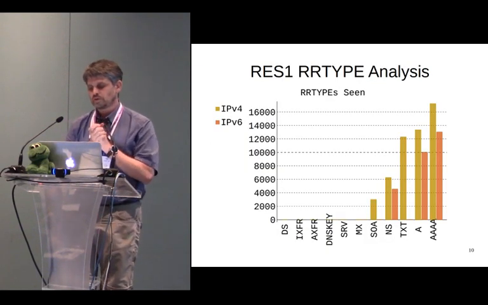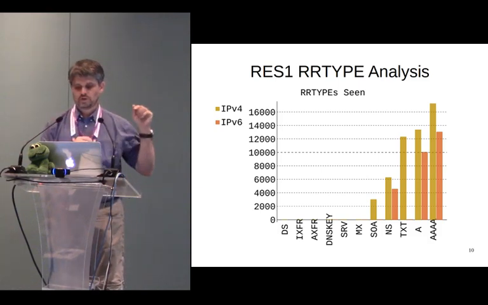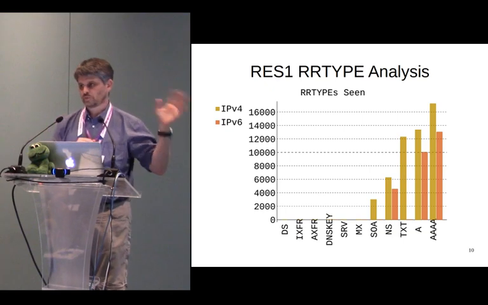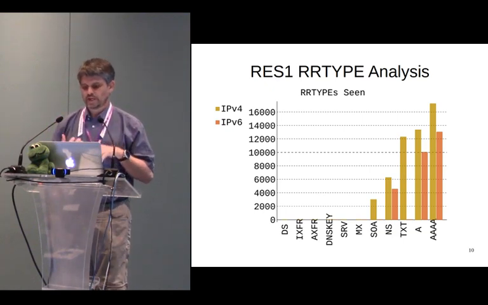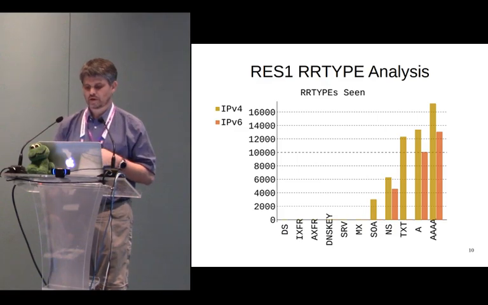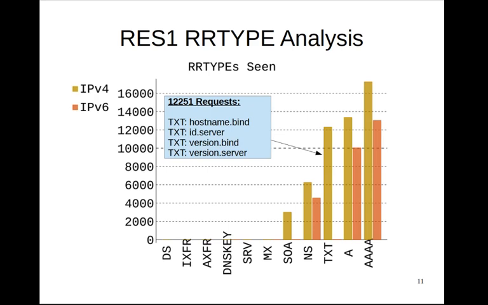So at residence 1, I analyzed all of the RR types. This is all the RR types that we're seeing, in a bar graph. Not surprisingly, A and quad A are the most popular, but then TXT and NS and SOAs were really high. I was curious, so I dove into the TXT records. Why are there so many? The vast majority of them were searching for hostname.bind, id.server, and version.bind, and those types of things. You can guess what might be plugged in there? A RIPE Atlas probe. Very good.